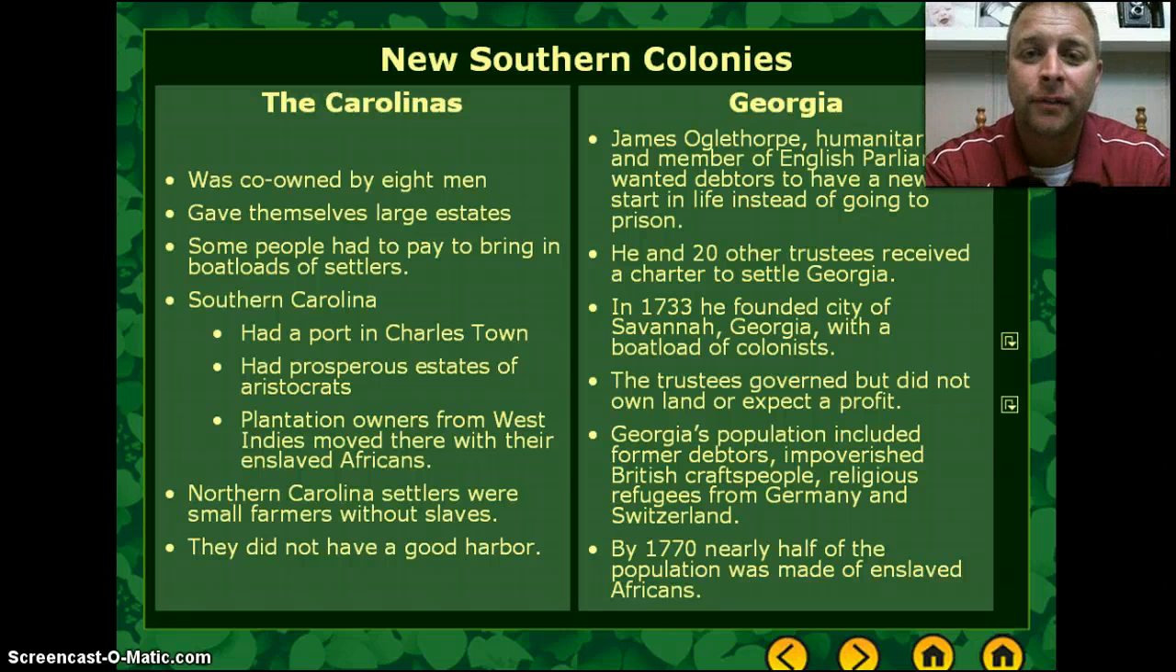So you see the colonies have developed all in different ways, and you're starting to see the beginning of that diversity that will begin to mark America. So we'll talk more about that next time.